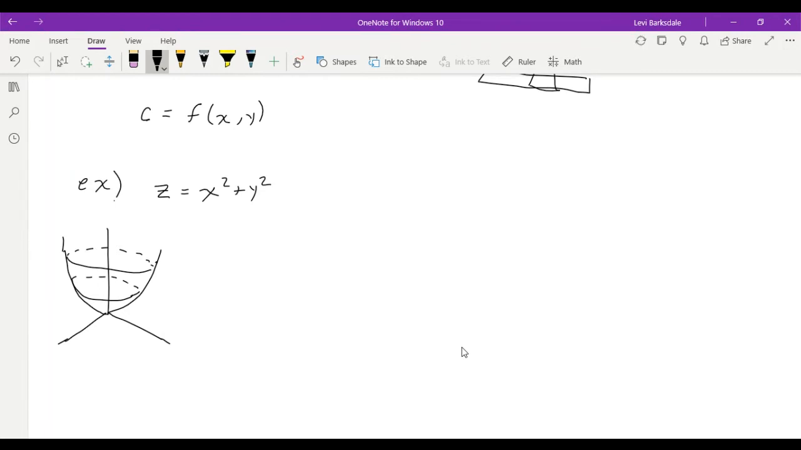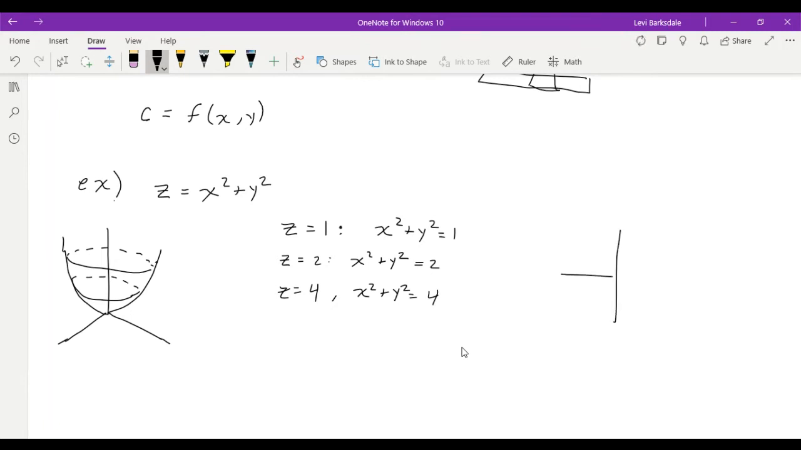But if we wanted to take level curves, what we could do is set z, this third dependent variable, equal to various constants. So if we let z is equal to 1, well then that tells us that x squared plus y squared is equal to 1. That's a circle of radius 1. If we let z equal 2, well then x squared plus y squared is equal to 2, and that's a circle with radius square root of 2. If we let z equal 4, and so on, we get x squared plus y squared equals 4, a circle of radius 2, etc.